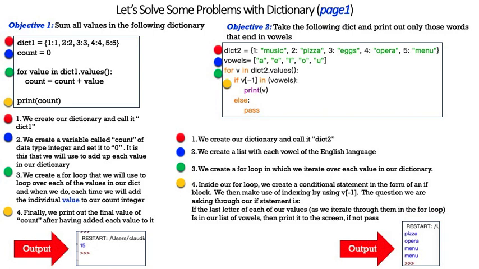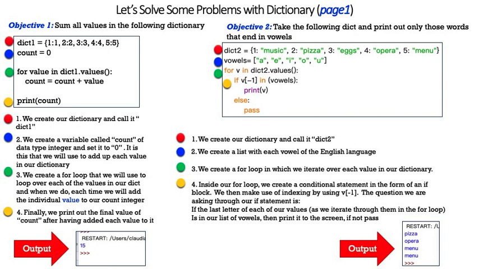So we create a variable called count of data type integer and set it to 0. It is this that we will use to add up each value in our dictionary. We create our for loop that we will use to loop over each of the values in our dictionary, and when we do, each time we will add the individual value to that of our count integer. So finally, outside of the loop, we're going to print out the value of count after having added each value to it, and we get, just as we would expect, 15.